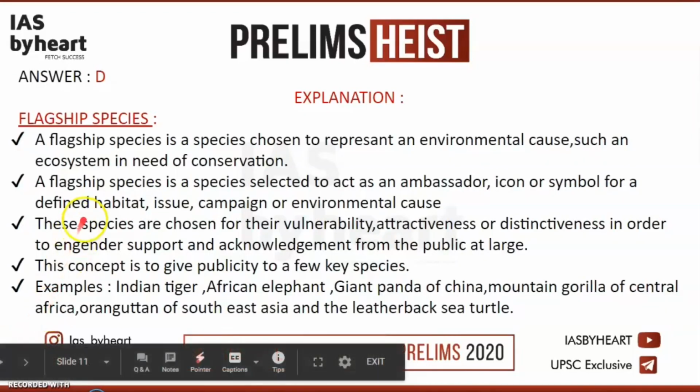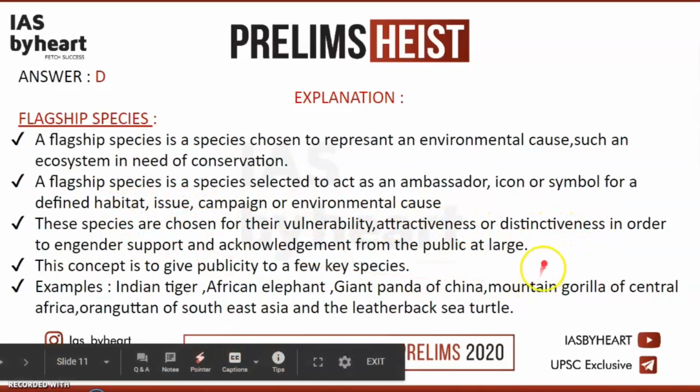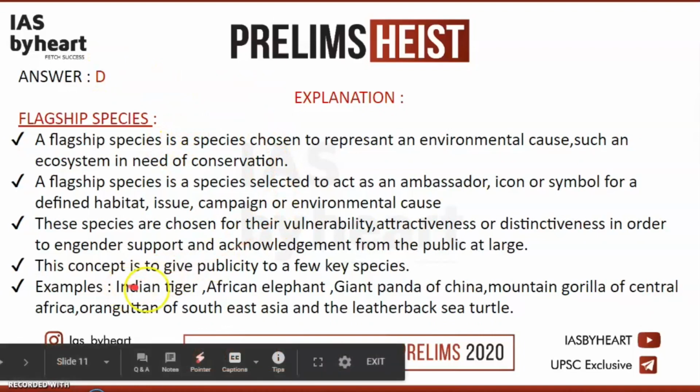See, here is our explanation. Flagship species act as an ambassador, icon or symbol for a defined habitat, issue, campaign or some environmental cause. These species are chosen for their vulnerability, attractiveness or distinctiveness in order to get support and acknowledgement from the public at large. This concept of flagship species is to give publicity to a few key species, for example Indian tiger and African elephant, giant panda of China, mountain gorilla of Central Africa, orangutan of Southeast Asia and the leatherback sea turtle.